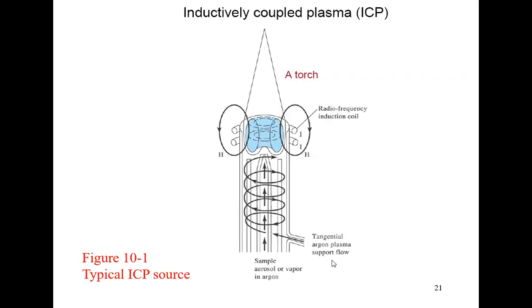So this torch here has 3 concentric quartz tubes. There's the inner core tube, there's the surrounding jacket of quartz tube, and there is the outer jacket of the quartz tube. You want to see this one, the inner one, where you see the arrows. You see the arrows there. So that's where the sample aerosol or vapor in argon goes.